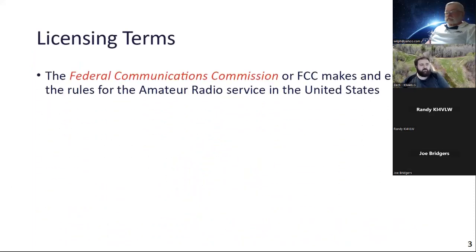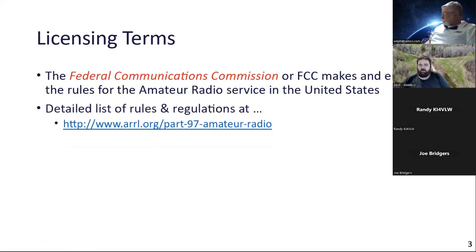The Federal Communications Commission, otherwise known as the FCC, makes and enforces the rules for the amateur radio service in the United States. They're kind of like the governing body over everything. The full list of those rules is in what's called Part 97 of the FCC rules, which is just the number for that document that's got the rules. And you can view those online. There's a link there in the slide on the ARRL website where you can go and read the full set there.